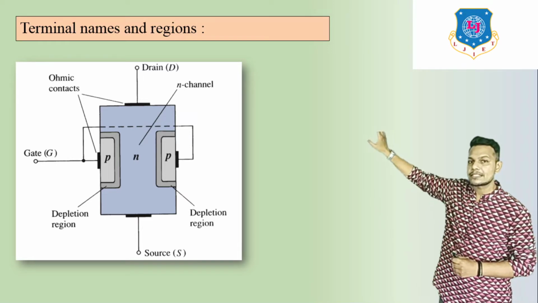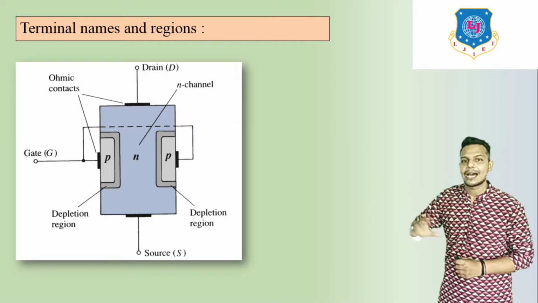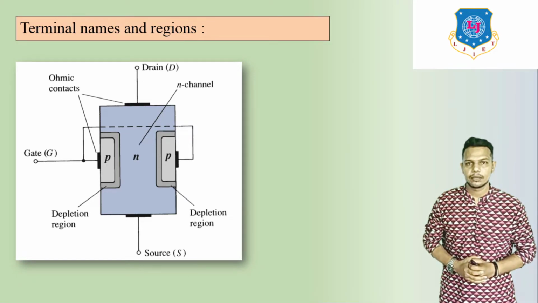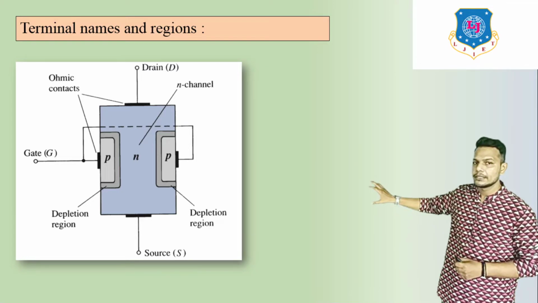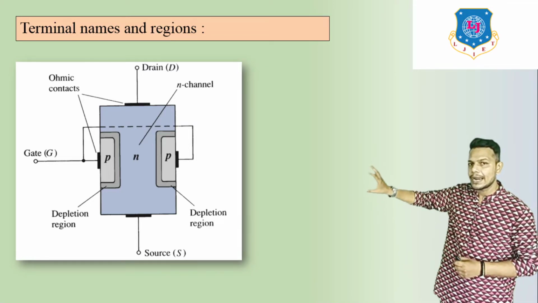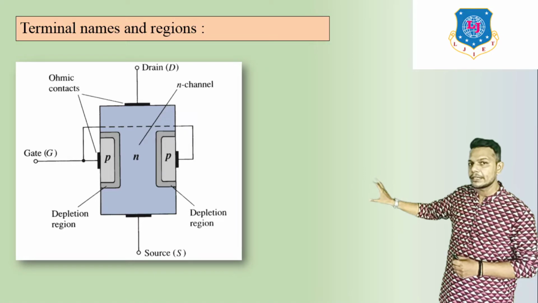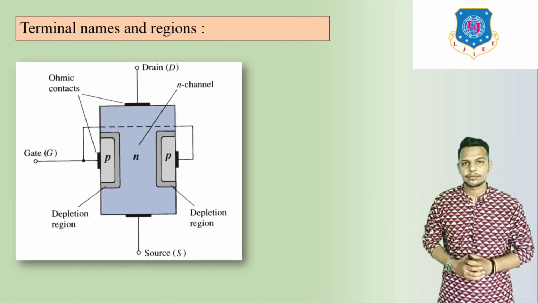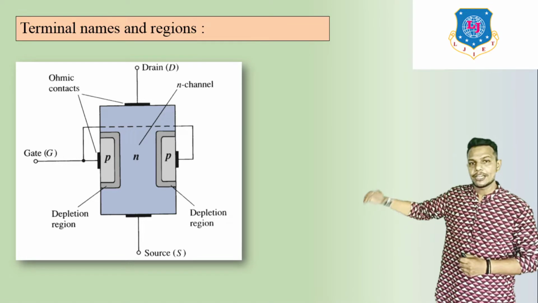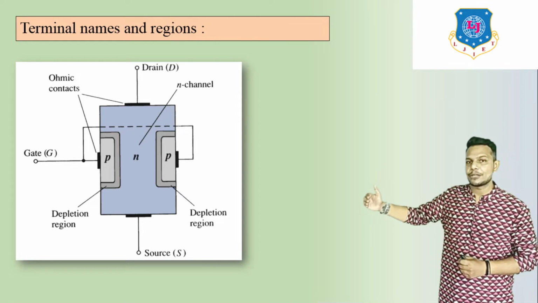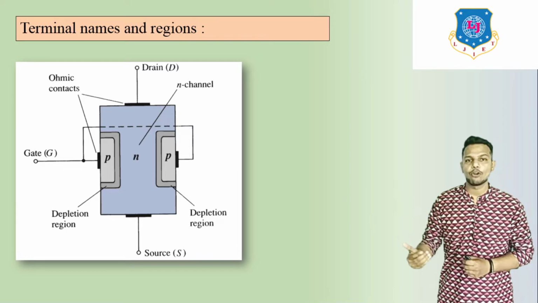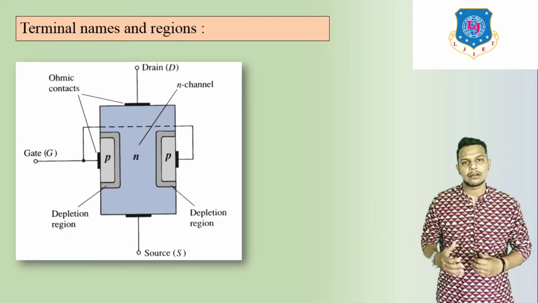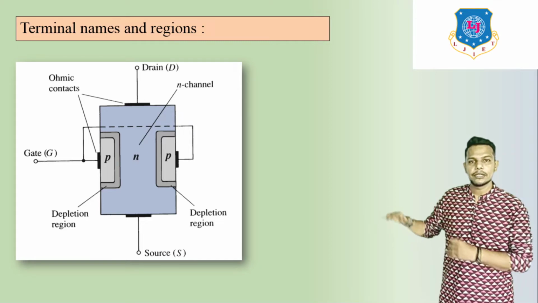Whereas here we can see the drain and source are connected to the N-type material. Now here we can see the N-type material. Between the N-type material and the P-type material there is a depletion region. So how current flows and how current reduces through this depletion region is our main theory in this topic.